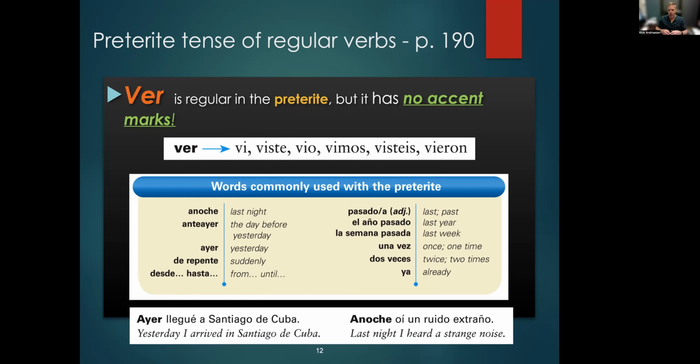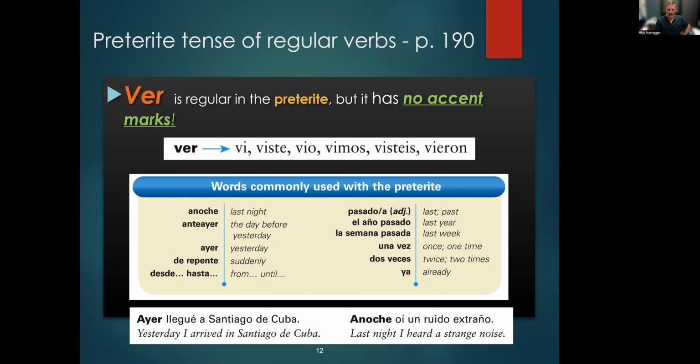And then ya, Y-A, is a word that means already. So ya hablé con el profesor. I already spoke to the professor. Those are, again, words that can help to indicate the use of the preterite tense as opposed to the present tense, and most helpful with the nosotros form, in which those are the similar conjugations.